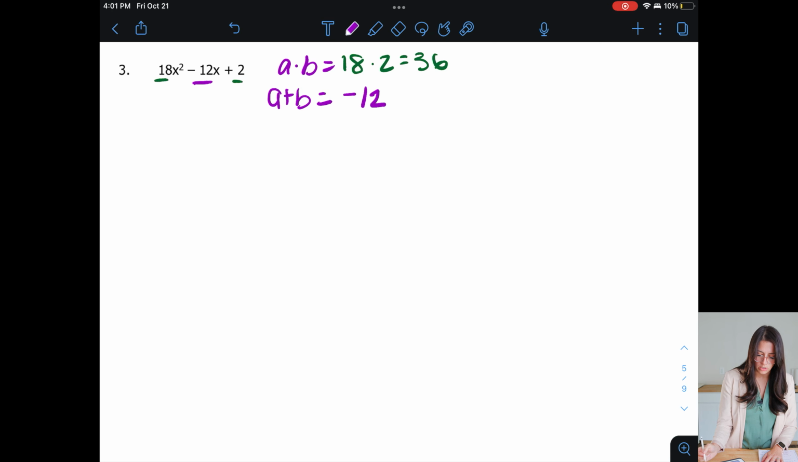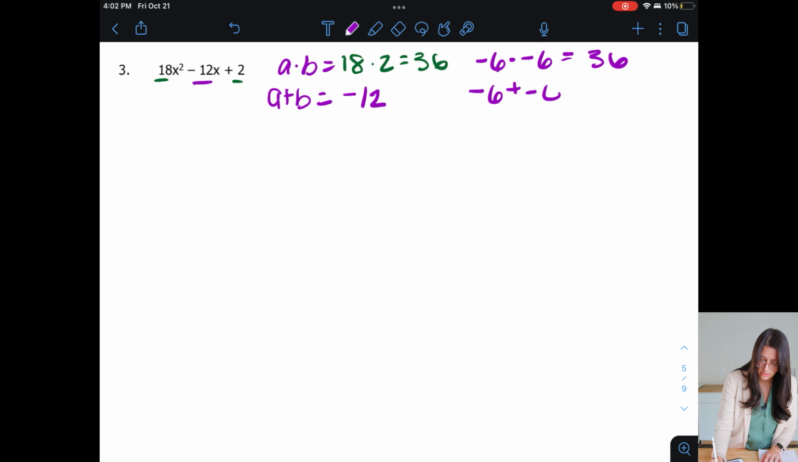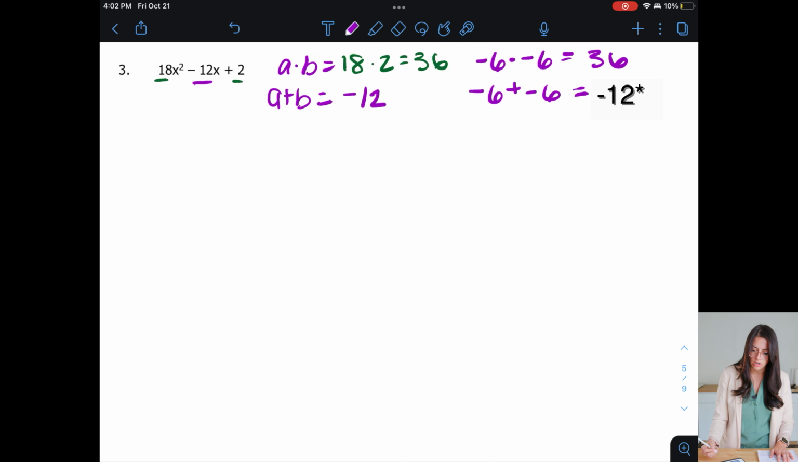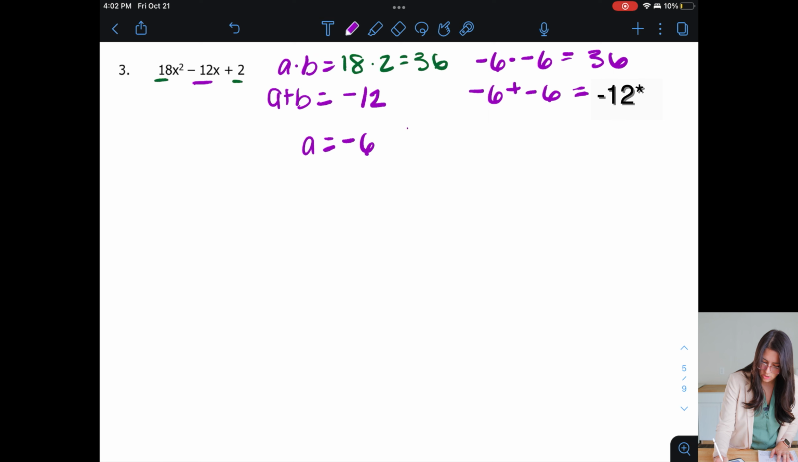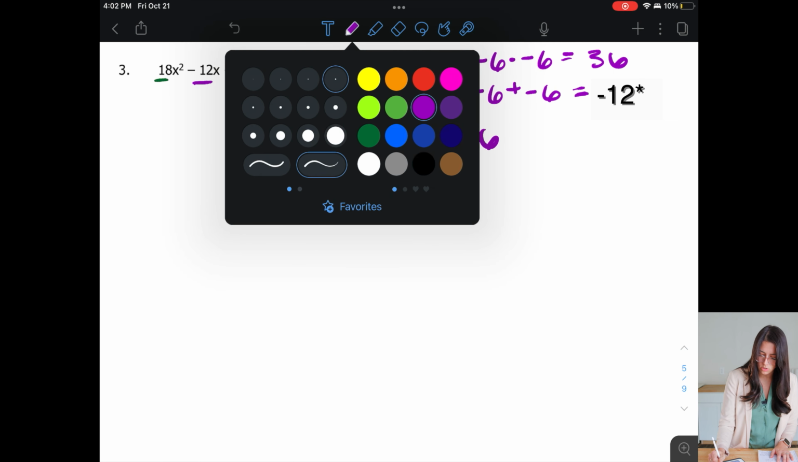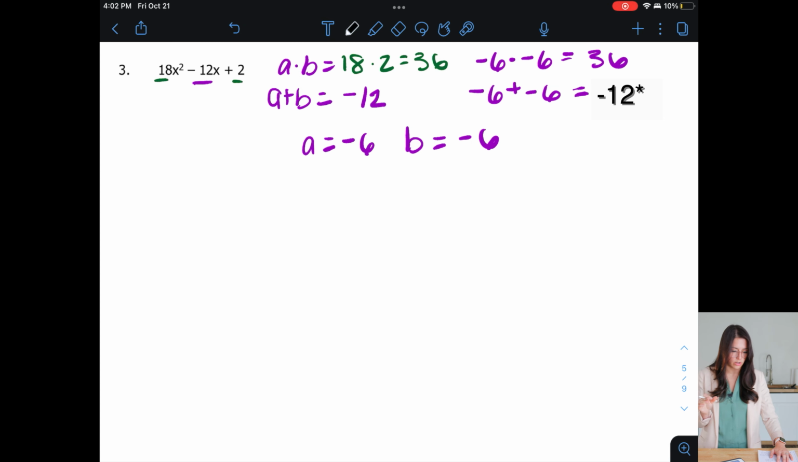So which two numbers, when multiplied together, equal positive 36, and when added together equal negative 12? Let's try negative 6 times negative 6 equals a positive 36. And negative 6 plus a negative 6 equals negative 12. Now we have our a term, negative 6, and our b term, negative 6. And we can use those two terms to break up our middle x term.